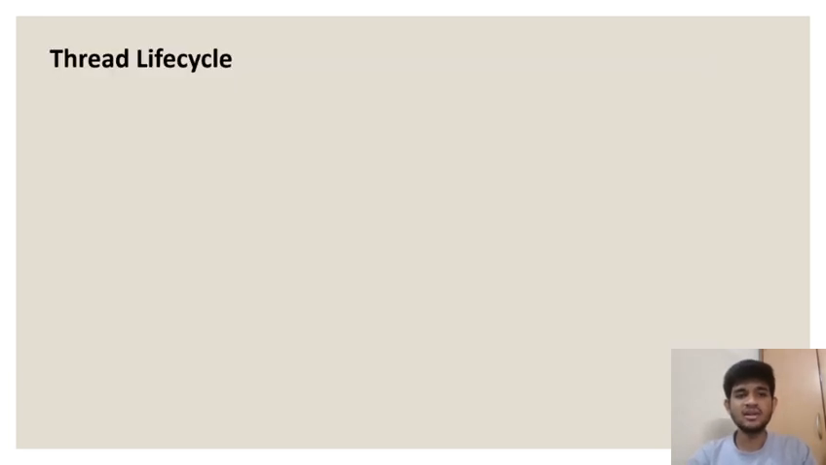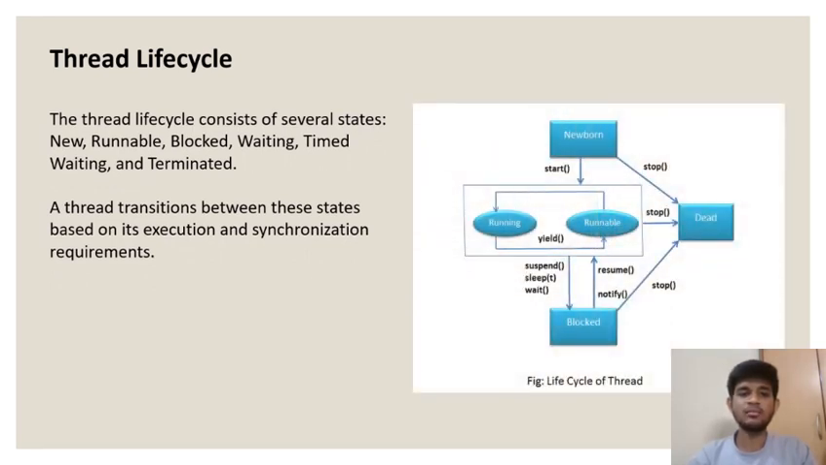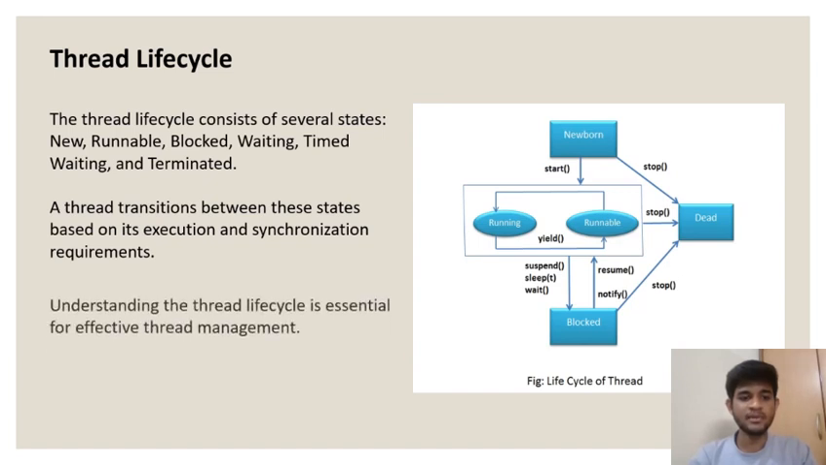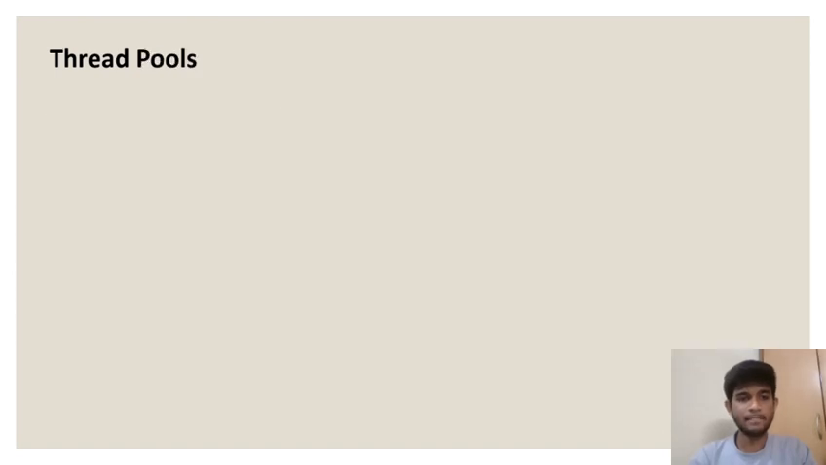Now let us see the thread life cycle. The thread life cycle consists of several states: new, runnable, blocked, waiting, timed waiting, and terminated. A thread transitions between these states based on its execution and synchronization requirements. Understanding the thread life cycle is essential for effective thread management.